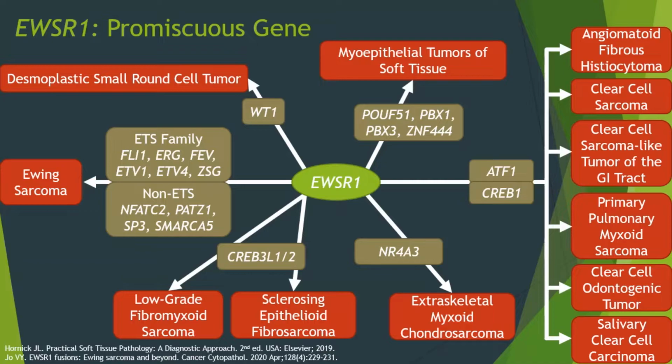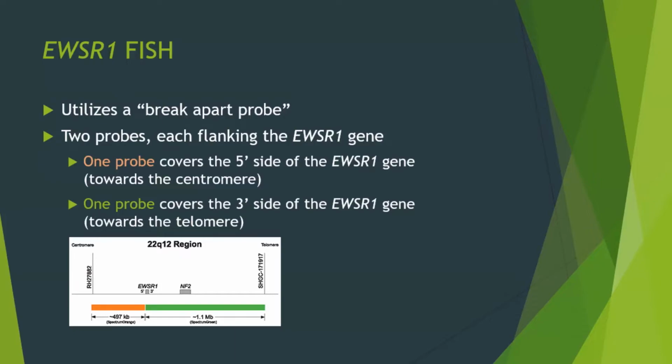Now, one of the most interesting ones would be the ones on your right. Fusion of EWSR1 with ATF1 or CREB1 can give rise to tumors with varying morphologies: angiomatoid fibrous histiocytoma, clear cell sarcoma-like tumor of the GI tract, primary pulmonary myxoid sarcoma, clear cell odontogenic tumor, and even a salivary clear cell carcinoma. So the tumor that arises out of EWSR1 gene translocations seems to be dependent on the organ, the type of cell, the differentiation state of the cell, the exact translocation, and other associated genetic events and abnormalities. Most of those translocations may be recognized through EWSR1 FISH.